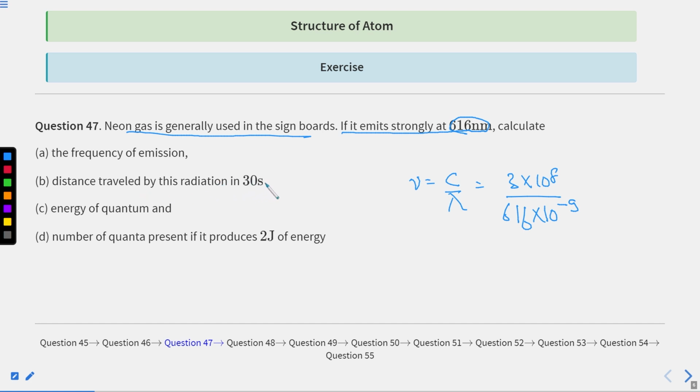Next is the distance traveled by this radiation in 30 seconds. It has asked for the distance traveled. So what is the formula for distance? Speed is equal to distance by time, so distance is equal to speed into time. Now what is the speed of light? It is 3 into 10 to the power 8. What is the time? Time is the time period. What is time period? It is 1 by frequency, that is 1 by this much value. It is 3 into 10 to the power 8 into 616 into 10 to the power minus 9.